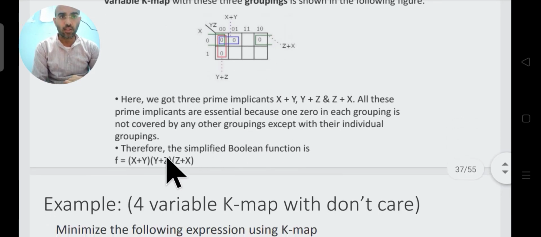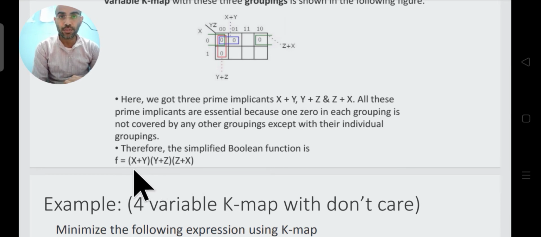Although I have not included the logic diagram for this, logic diagram means the AND or invert circuit, you can implement it. So you try it on your own. It is very simple. We have to use three OR gates at the first level. Okay, and then at the second level we will use an AND gate with three inputs.